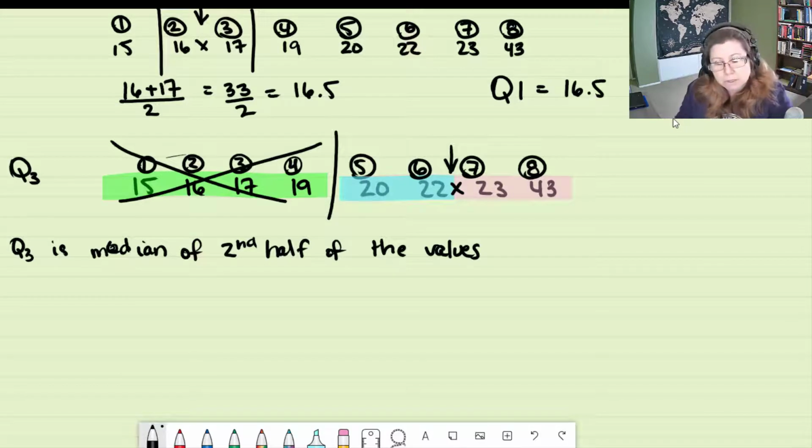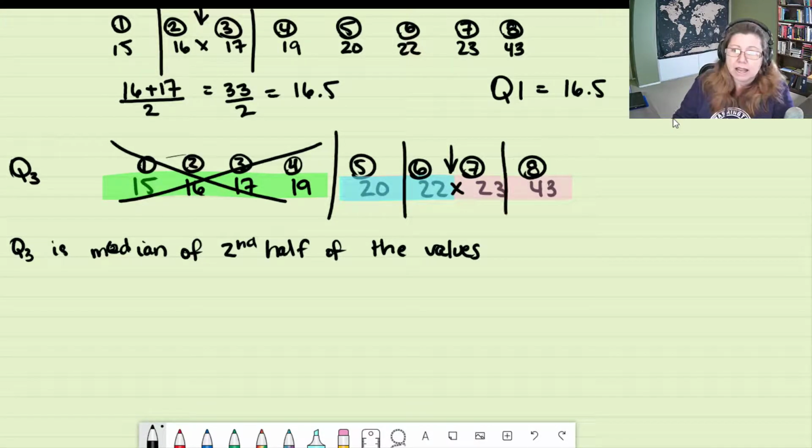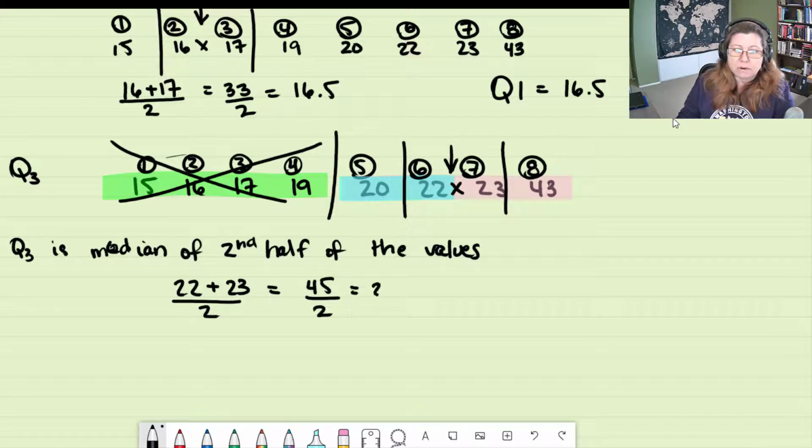But there isn't a number sitting there. So again, I'm going to have to take the mean of the values straddling that imaginary number. So I need to take 22 and 23 and find the average. So 22 plus 23 is 45 divided by 2, and 45 divided by 2 is 22.5.